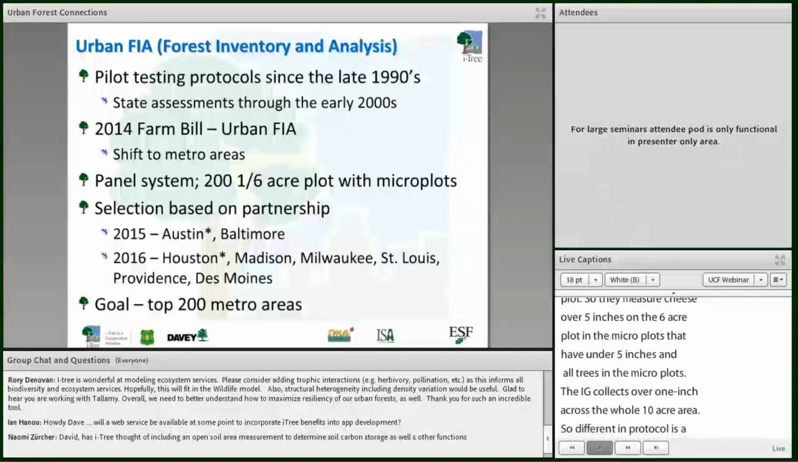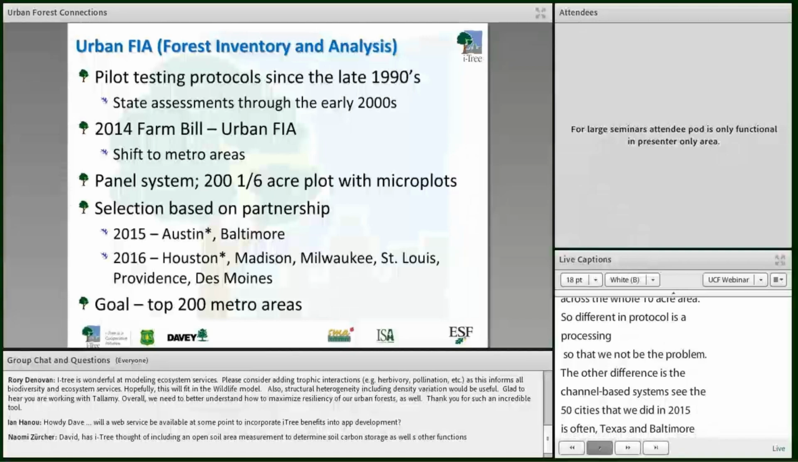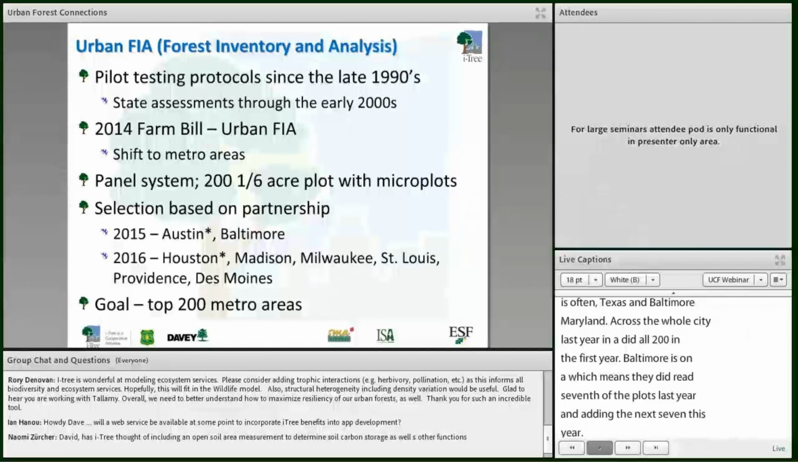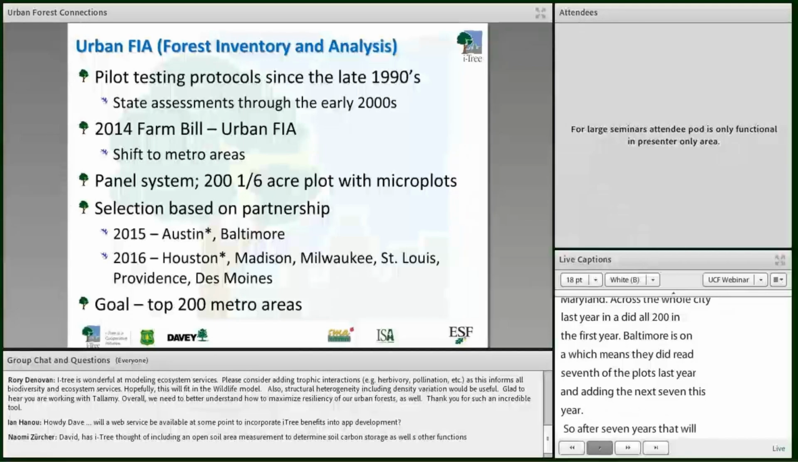The other difference is this panel-based system. So you can see the first 2 cities we did in 2015 are Austin, Texas, and Baltimore, Maryland. Austin did 200 plots across the whole city last year. They did all 200 in the first year. Baltimore is on a 7-year panel, which means they did 1/7 of their plots last year, and they're doing the next 7th this year. So after 7 years, they'll have all 200 plots collected, and then in year 8, they'll remeasure the first-year measurements, and year 9, they'll remeasure the second-year measurements. So it's a rotating system. You measure plots every year, but at 1/7 the frequency on a 7-year panel.